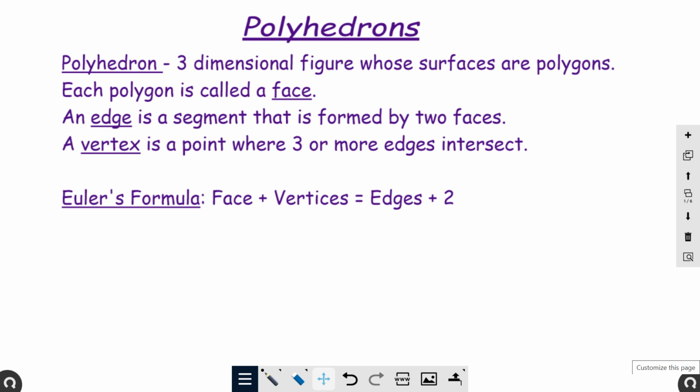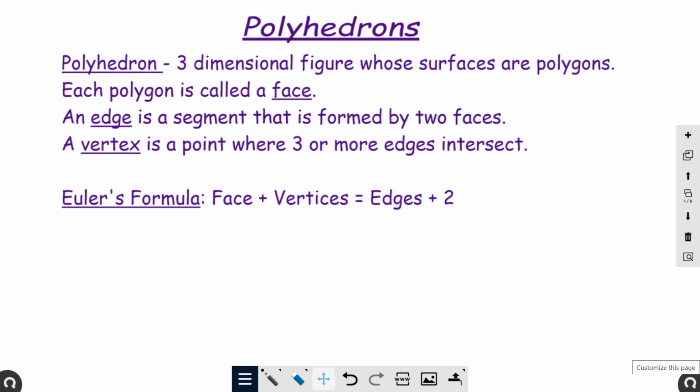We have a rectangular prism. You have a pyramid, a cone, and a cube. So these are the shapes that we're going to be talking about, some of which today, and then some on Monday. So each polygon is called a face.